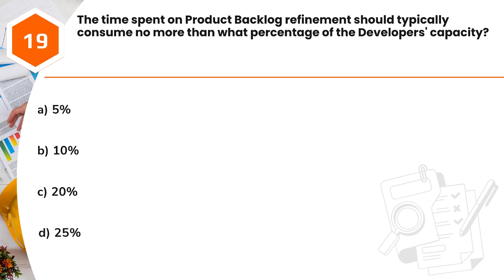Question 19. The time spent on product backlog refinement should typically consume no more than what percentage of the developers' capacity? A. 5%. B. 10%. C. 20%. D. 25%.